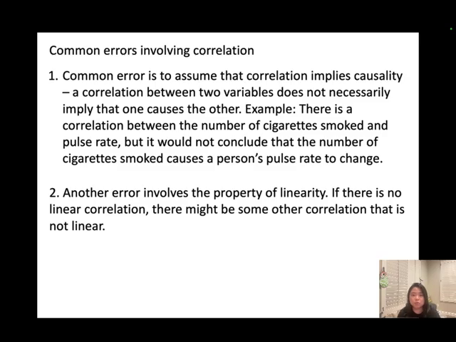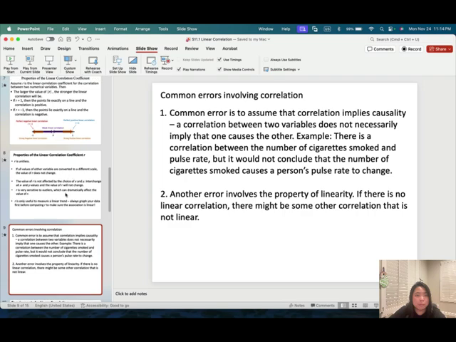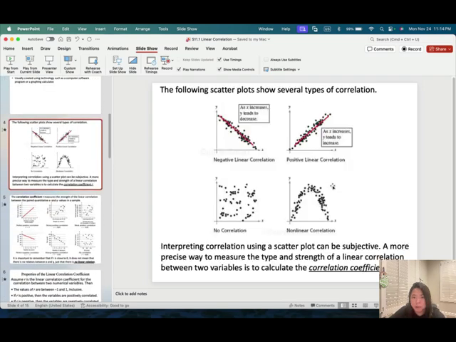Another error involves the property of linearity. If there is no linear correlation, there may be some other correlation that's not linear. Remember at the beginning, remember the last picture here? We could see some kind of pattern here. It's just not the linear one. So when we draw the conclusion, be careful, you can only say this is a non-linear correlation. They do have a correlation between these two variables, but just not the linear one.